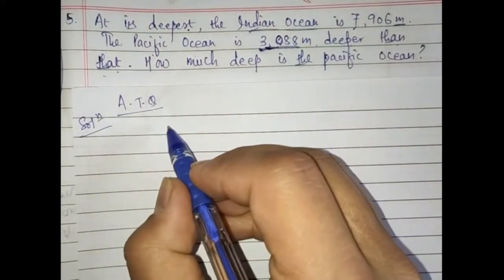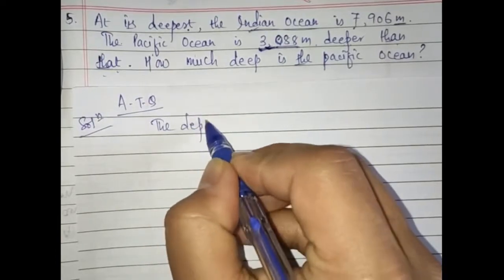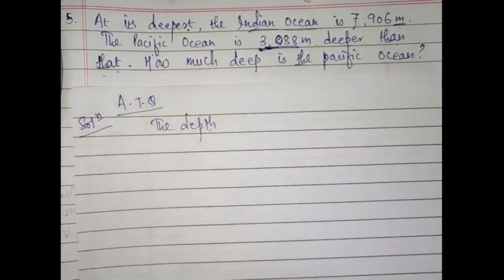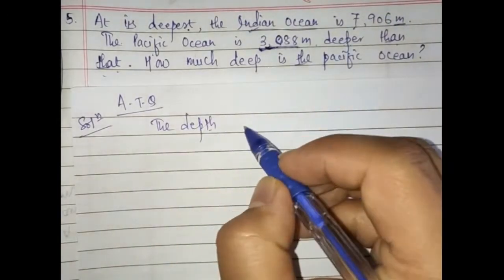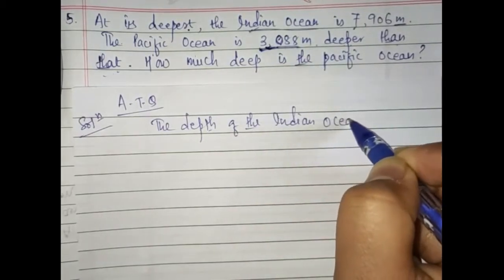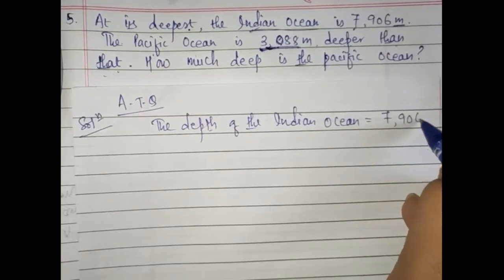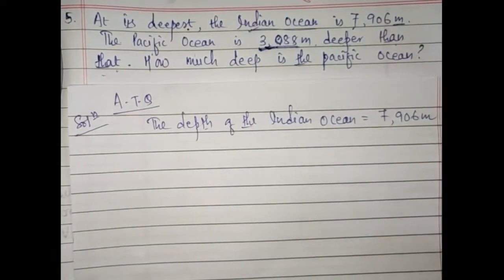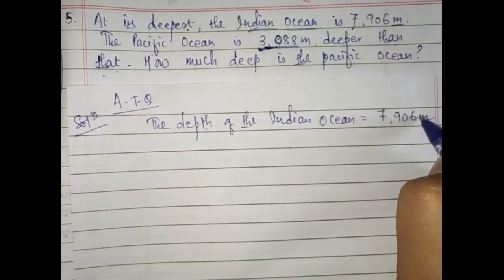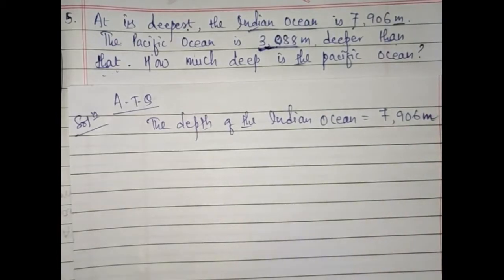According to the question, the depth, or the deepest, what we call gehrai in Hindi, the depth of the Indian Ocean is how much? 7,906 meters. Alright, so this is the depth of the Indian Ocean. If you don't know swimming, we will not be able to survive there. That's why the largest sea creatures move over there in the Pacific Ocean.